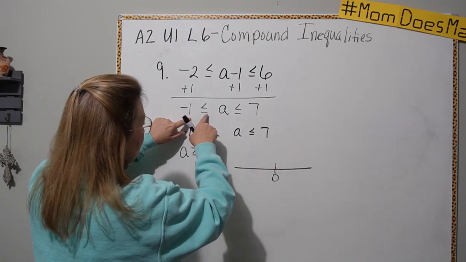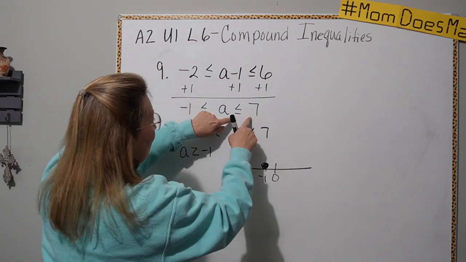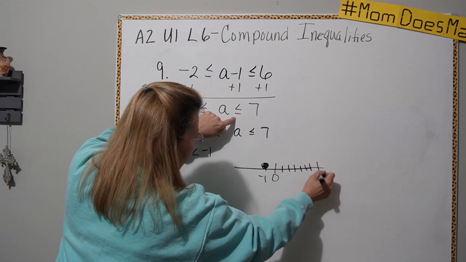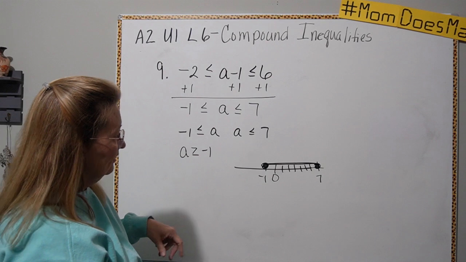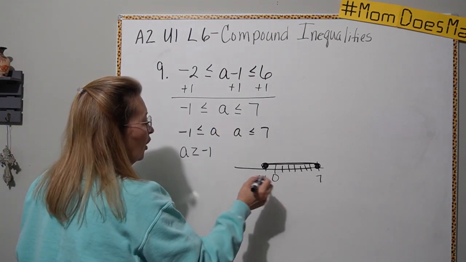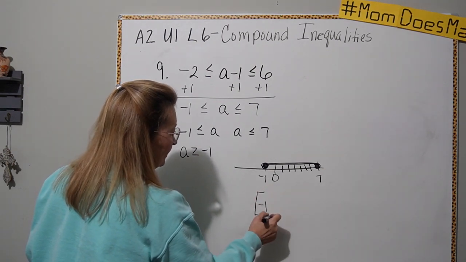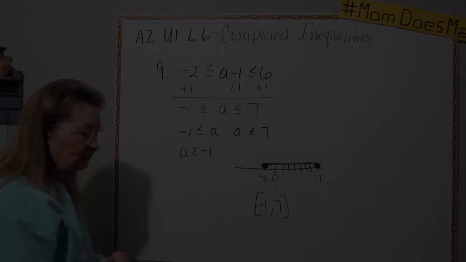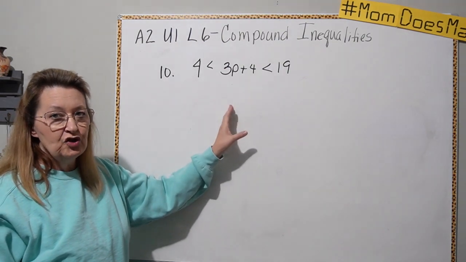So we're just going to put a closed dot at negative 1 and a closed dot at 7, and then that graph will go in between them. Just like that. If you want to graph them separately, you can, or you can go from here. All right, now our interval notation. Since this is a closed dot, we're going to have a bracket at negative 1, a bracket at 7, and there's your interval.